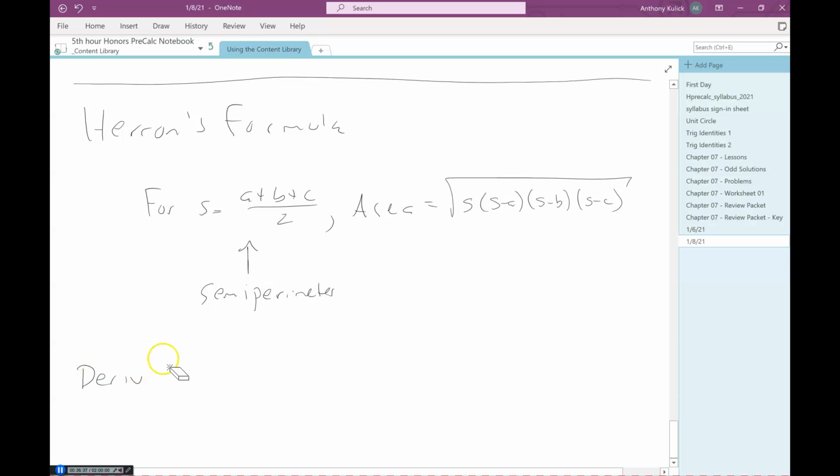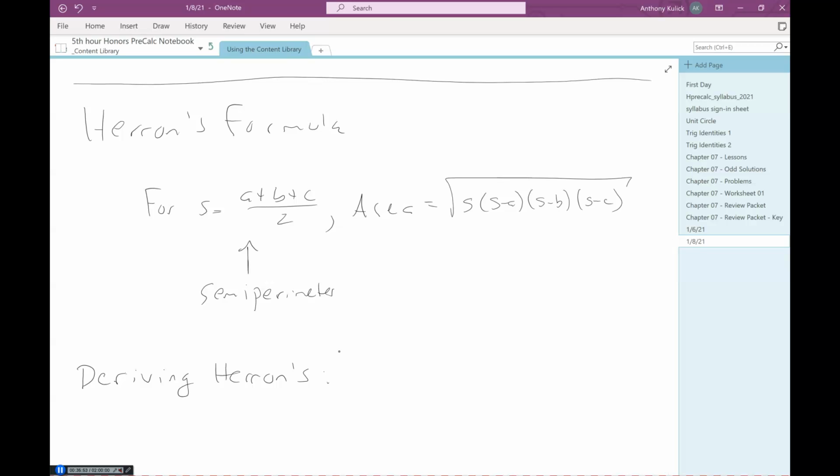Now, with any derivation, would I ever ask you to repeat this on a test or a quiz or anything? No. But because this is an honors course, this is the kind of thing that we're interested in.